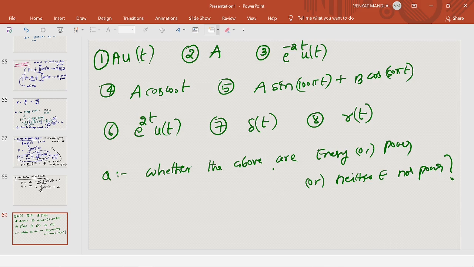If it is an energy signal, find out its energy. If it is a power signal, find out its power. If it is neither an energy nor a power signal, prove that their energy and power both are infinity. Okay. This is what we have to do. The first question, a times u of t.